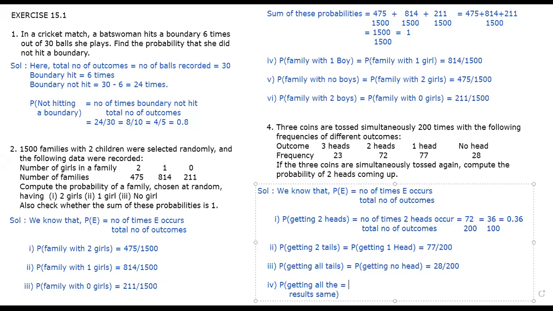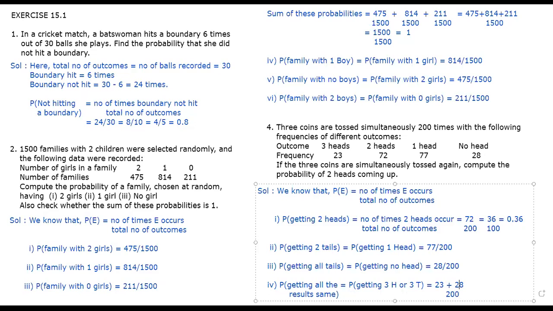Because when it is no head, it means all 3 are tails, and what did I say? All results must be same. I didn't say I want all of them to be head. I said all should be same. So all heads are okay with me, and all tails are also okay with me. Yes or no? So P of getting 3 heads or 3 tails is going to be 23 plus 28 upon 200.